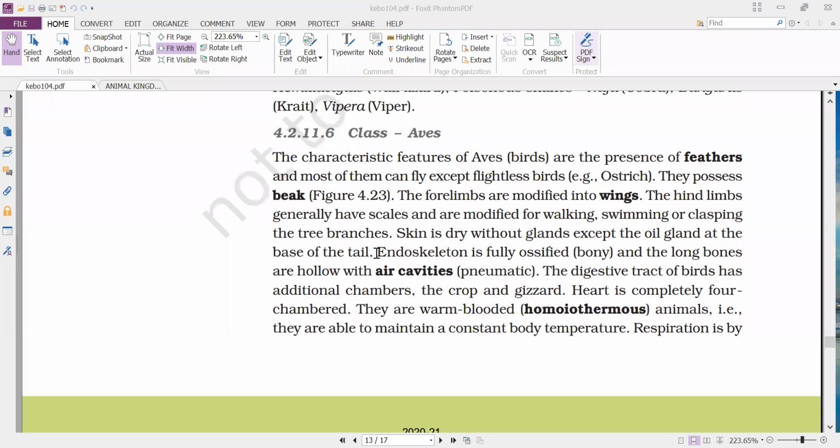That means they are made up of bones, and the long bones are hollow with air cavities, especially in flight birds. They do not have bone marrow, that means the marrow cavity is not filled with marrow tissue; it is filled with air cavities. That's why the long bones of flight birds are called pneumatic bones, meaning the presence of air cavities. Why? Because it is an adaptation for flight.